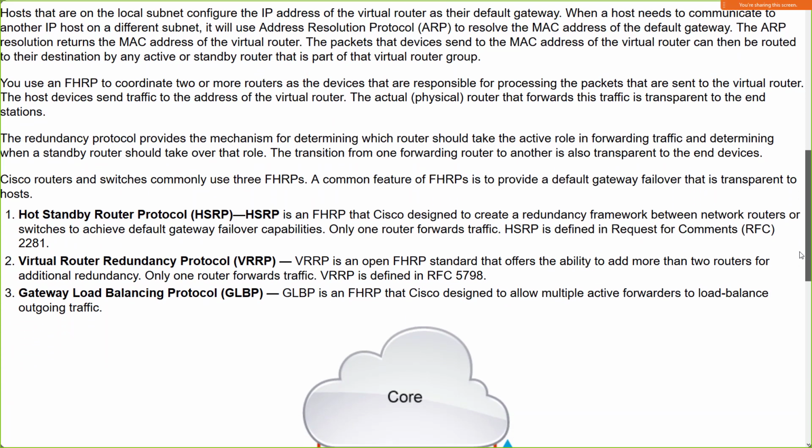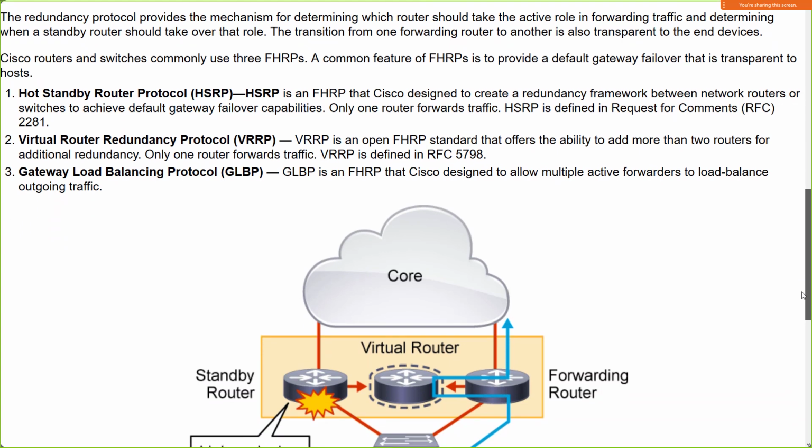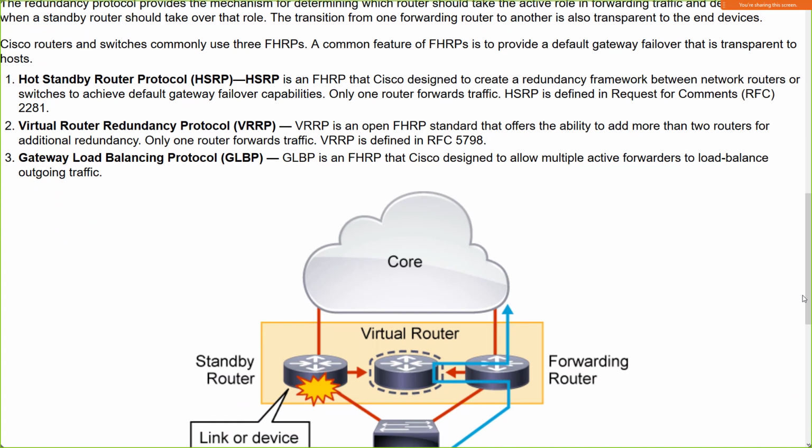Like I said, there's 3 different versions of this first hop redundancy protocol. There's the Hot Standby Router Protocol, which, even though it is Cisco proprietary, there is an RFC that defines it, RFC 2281. VRRP, the Virtual Router Redundancy Protocol, provides some differences, but the major difference with VRRP is that it is open standard. It's not a Cisco proprietary protocol, and it is RFC 5798.